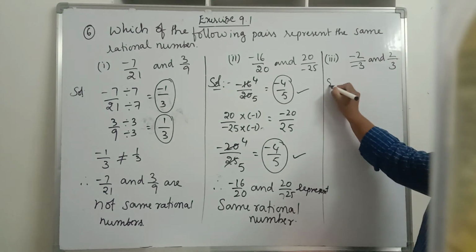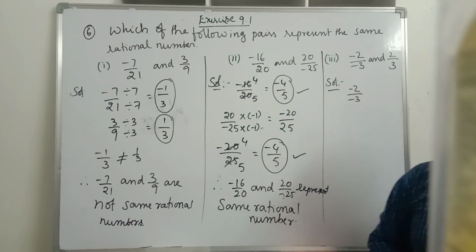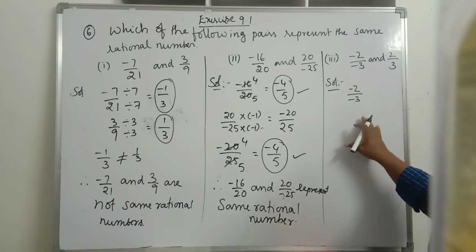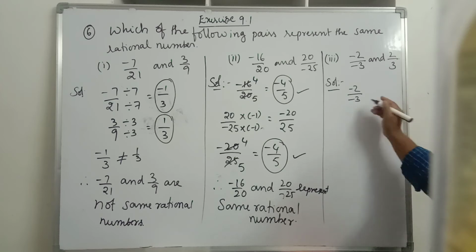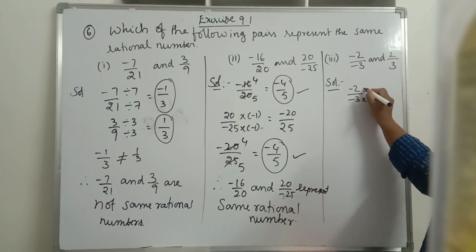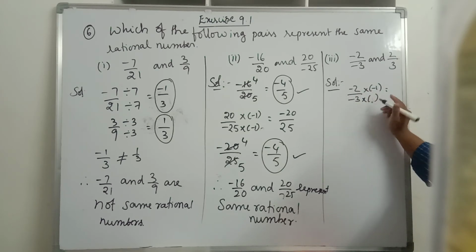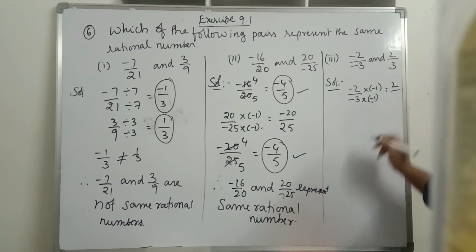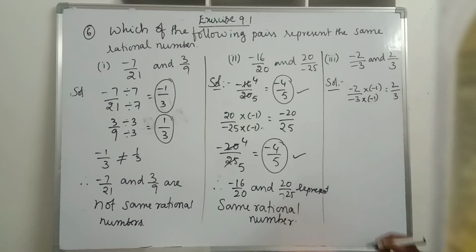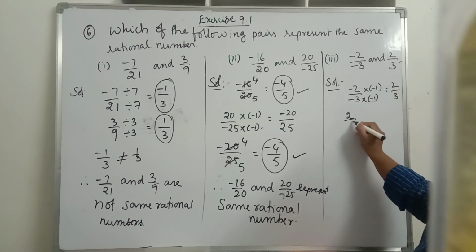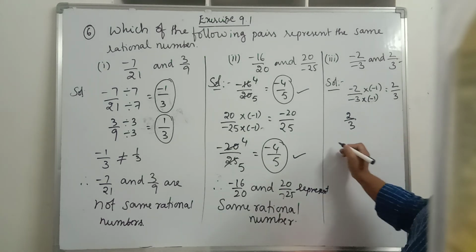See the third question. Here the first rational number is minus 2 by minus 3. Is it in the standard form? No. Why? Because the denominator is a negative integer. So it should be in the positive integer form. For that we will multiply both numerator and denominator by minus 1. So what do we get? Minus into minus is plus. 2 into 1 is 2, divided by minus into minus is plus, 3 into 1 it is 3. So the first fraction is representing 2 by 3, the second fraction is 2 by 3. Now both are the same, both the rational numbers are representing the same rational number.